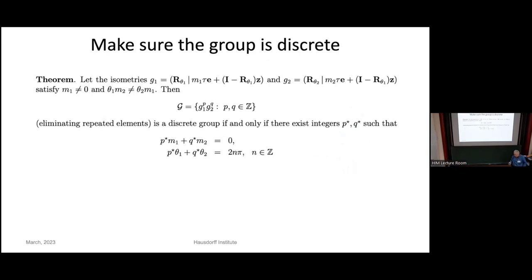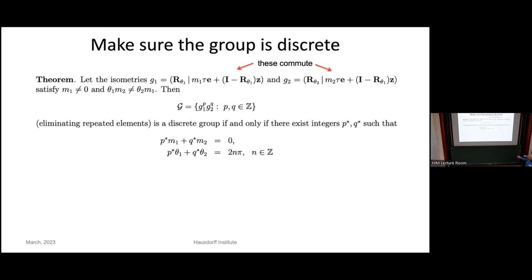Then I was mentioning that as you build this structure, it can intersect itself and get very complicated and so forth. But that's an issue of the discreteness of the group. If you have two generators like this, and in fact they're written in such a way that they commute, then the necessary and sufficient conditions for the group generated by these two generators to be discrete are these conditions.